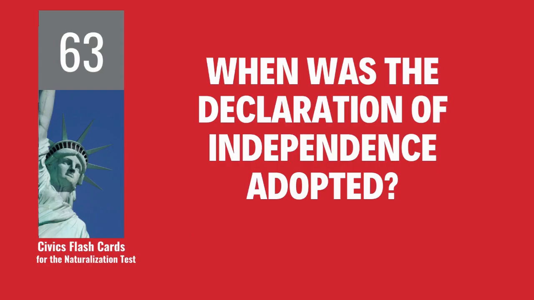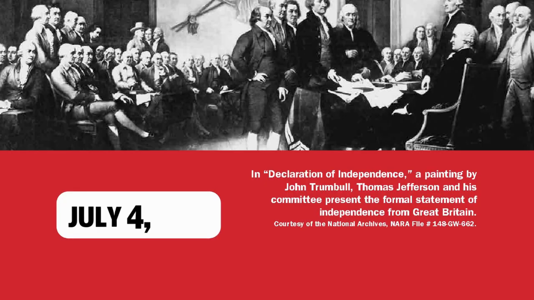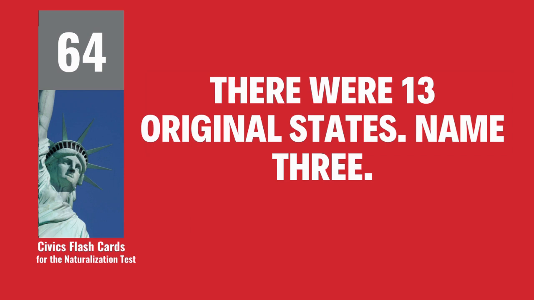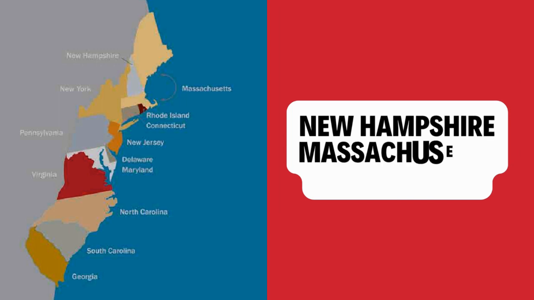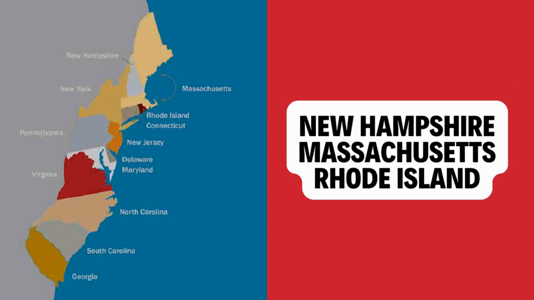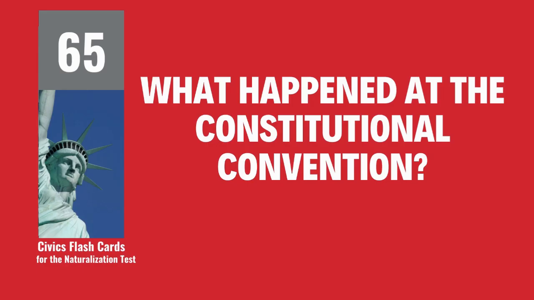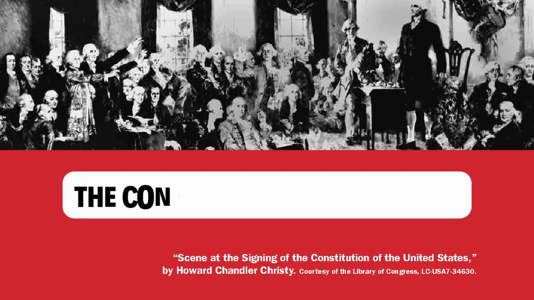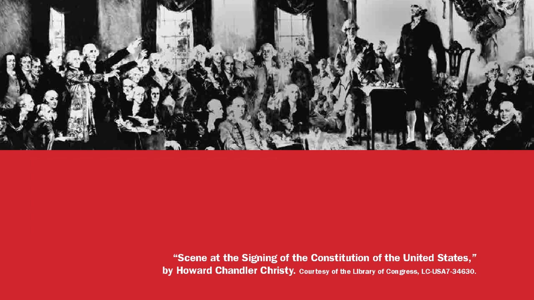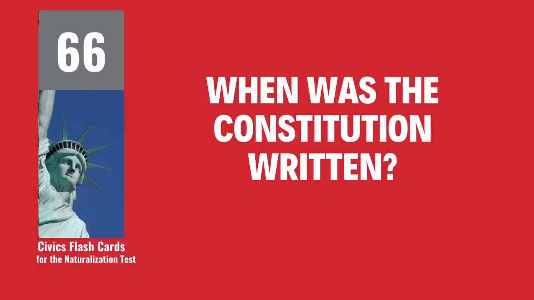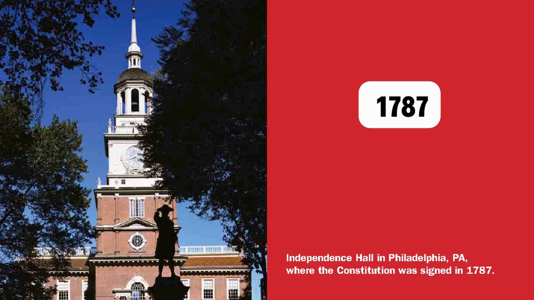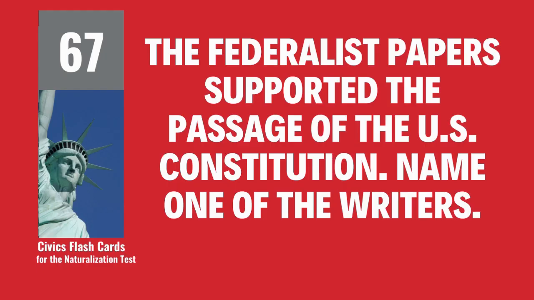When was the Declaration of Independence adopted? July 4, 1776. There were 13 original states. Name 3. New Hampshire, Massachusetts, Rhode Island. What happened at the Constitutional Convention? The Constitution was written. When was the Constitution written? 1787. The Federalist Papers supported the passage of the U.S. Constitution. Name one of the writers.